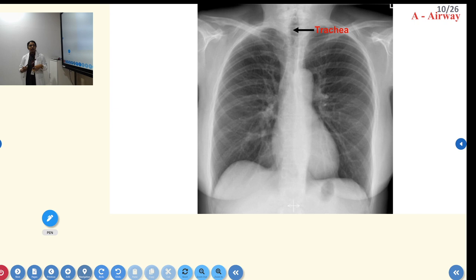Now here A stands for airway, which is the airway pathway in thorax, that is the trachea or the windpipe. So here you can see the trachea, and the trachea, as you know, divides into two bronchi, the right and the left bronchus. The point of division is called the carina, and it happens at the level of the T4 vertebra. Okay, so that is basically the trachea.